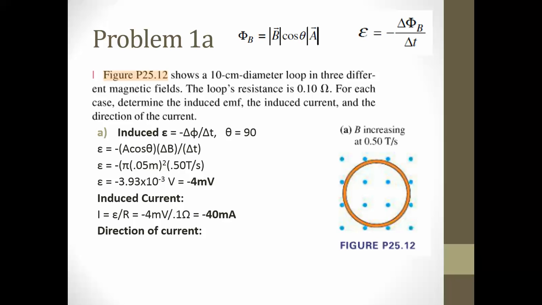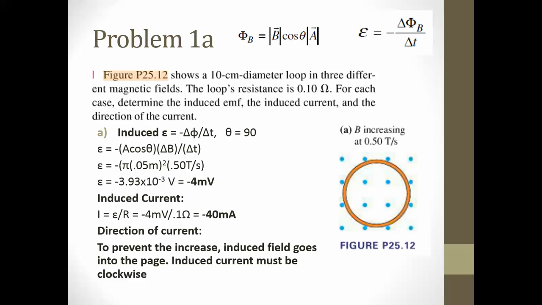Put your thumb around the direction of the current so that your fingers would go into the page, and you will get a current that goes clockwise. So our induced current is clockwise. So that's the first part of problem 1.